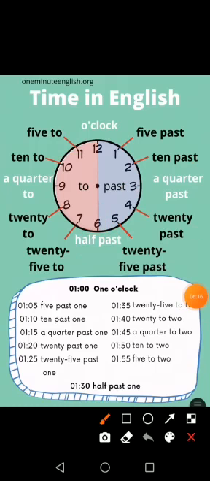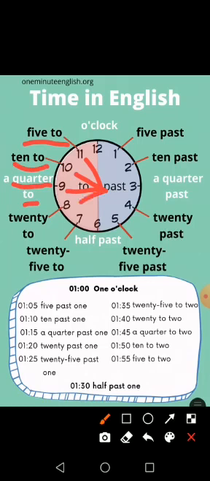So let's move to the next part. In this part, we use the word to, okay? So look here. When the minute hand is on number 11, we say 5 to. When the minute hand is on number 10, we say 10 to. Can you see? When the minute hand لما يكون عقرب الدقائق is on 9, we say quarter to.